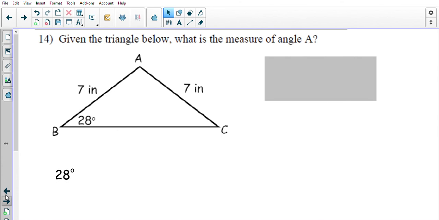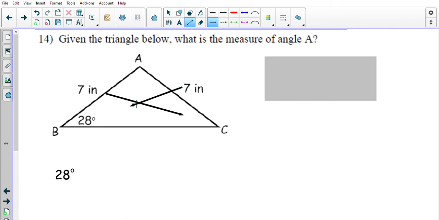All right, number 14 at the bottom of that page is just some more problems with angle measures. It says, given the triangle below, what is the measure of angle A? Since I know that AB and AC are both 7 inches, I know that the angles across from them are also congruent. So these two angles have to be the same measure, which means that angle C has to be 28 degrees. This is an isosceles triangle.